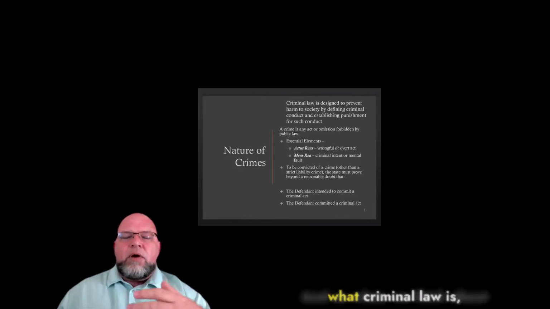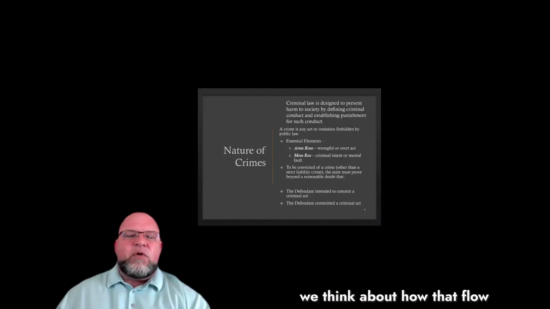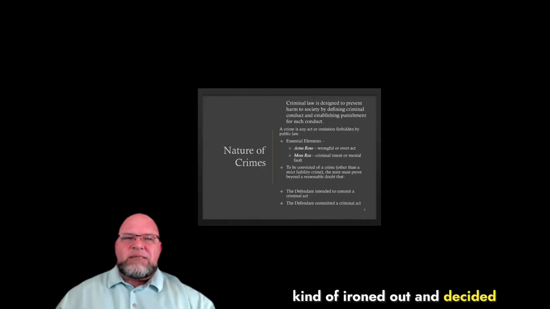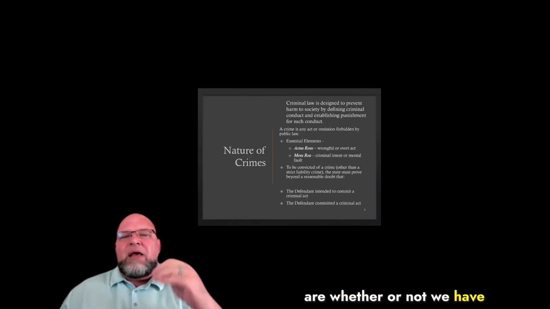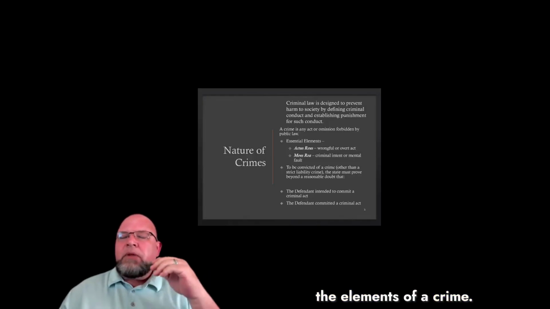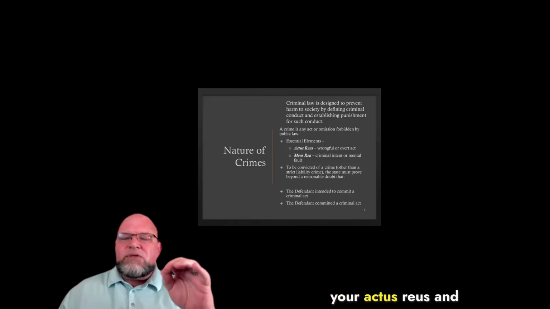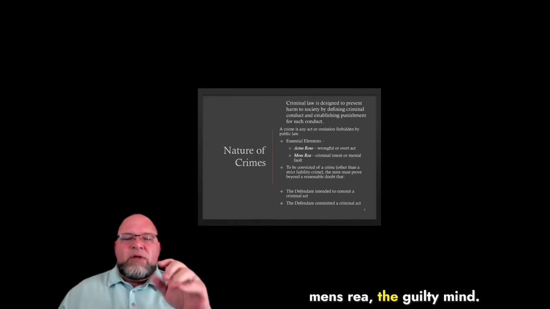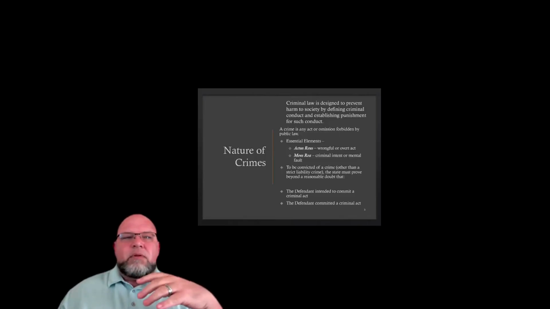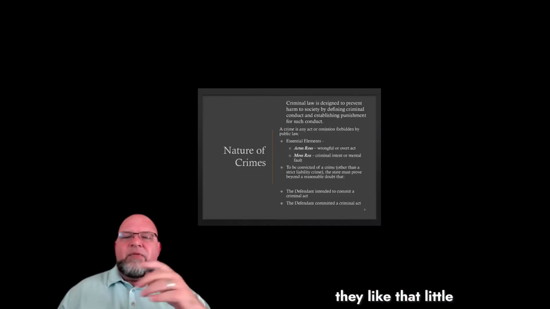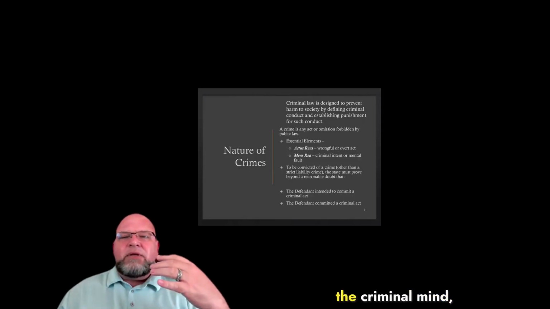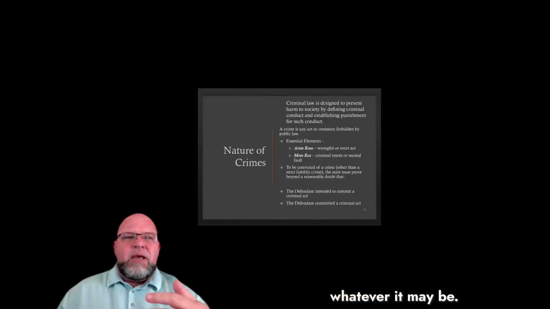And so when we think about what criminal law is, we think about how that flow happens with the criminal process. The first things that have to be ironed out and decided are whether or not we have the elements of a crime. Those essential elements are your actus reus and your mens rea. Most people are familiar with mens rea, the guilty mind. Hollywood likes to use that phrase. They like that little Latin phrase, mens rea, the guilty mind, the criminal mind, whatever it may be.